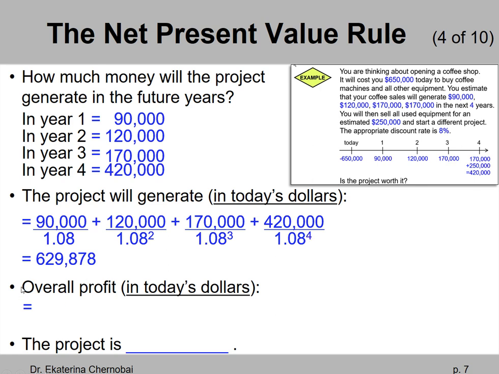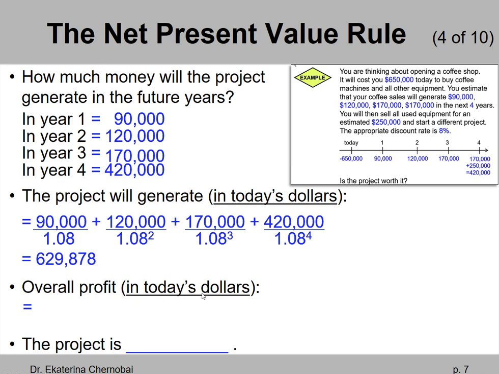Then the third step is, what's the overall profit of this entire project? Again, in today's dollars. So why are we doing everything in today's dollars? Why are we discounting? Because today is when we need to make this investment decision, right? So we cannot compare apples with oranges. We need to compare apples with apples.